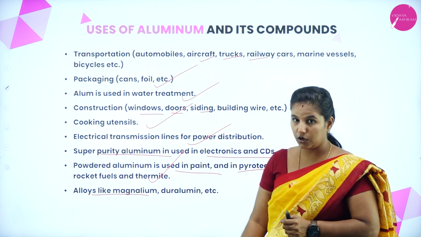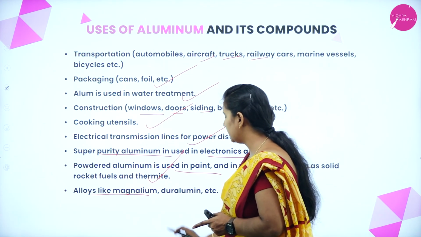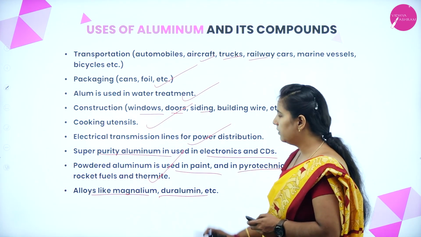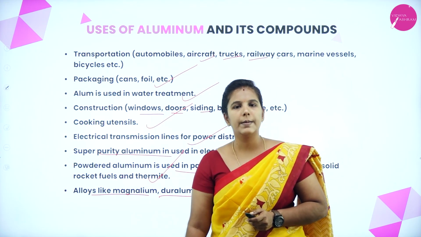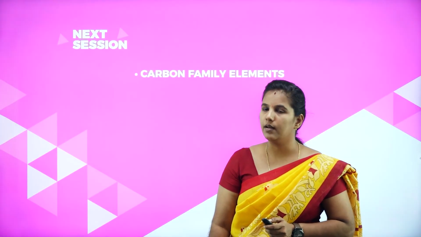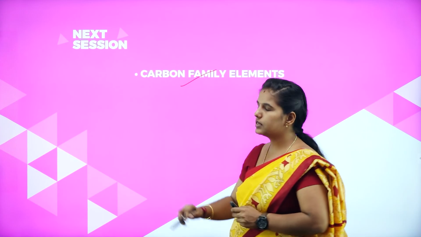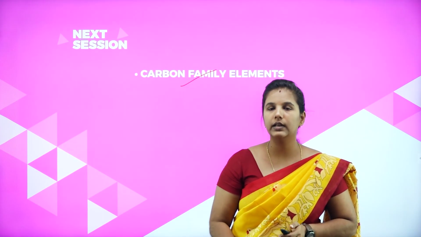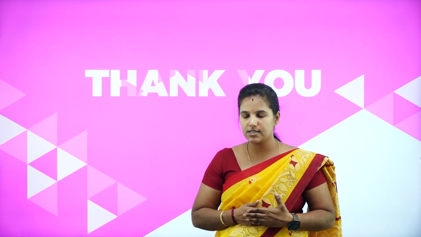Alloys are made with aluminium, especially with magnesium, and duralumin is mainly made by alloying aluminium. In the next session, we are going to discuss group 14, the carbon family elements. So what are all the things I covered in this session? It is very important from the examination point of view.